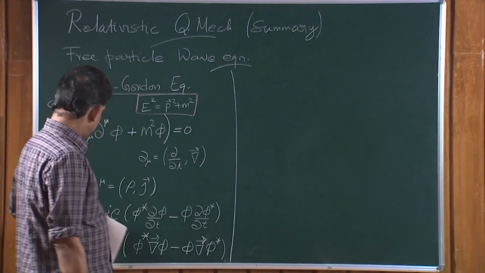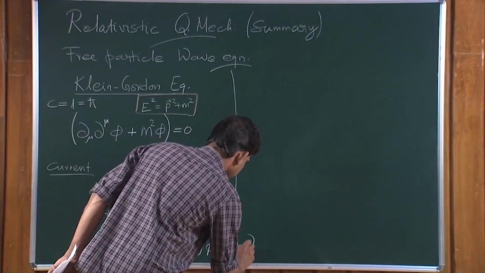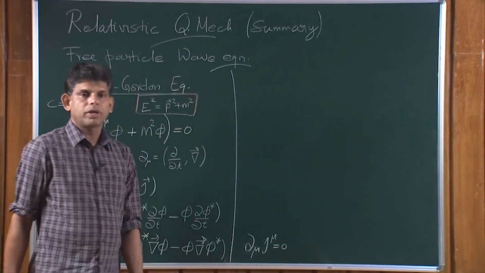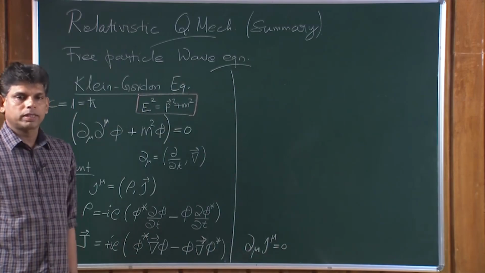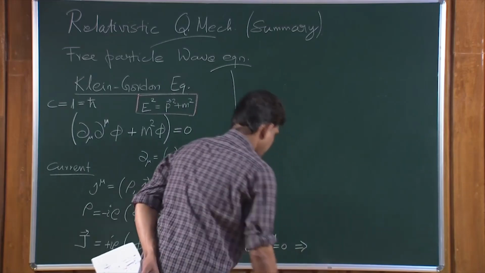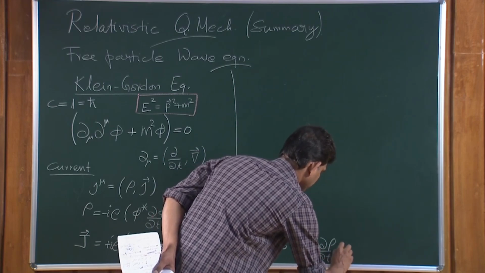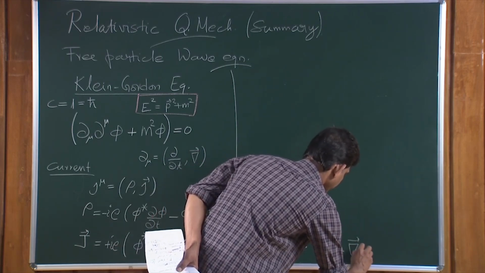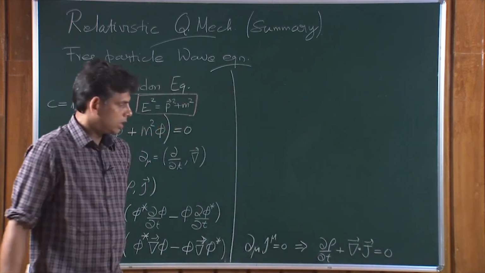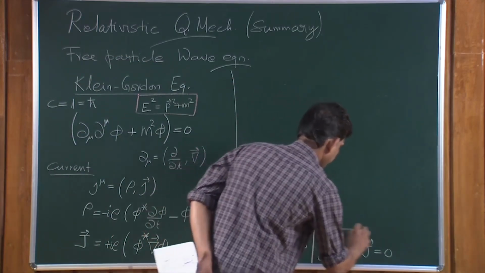This J 4 vector current is divergenceless, which means you take the 4 vector divergence of this and that vanishes. That is given in components as time derivative of rho plus divergence of j equal to 0, which is essentially what we recognize as the continuity equation.